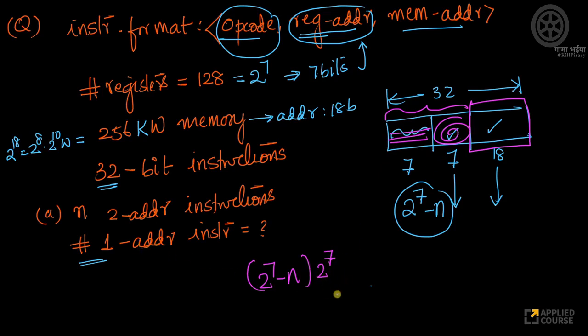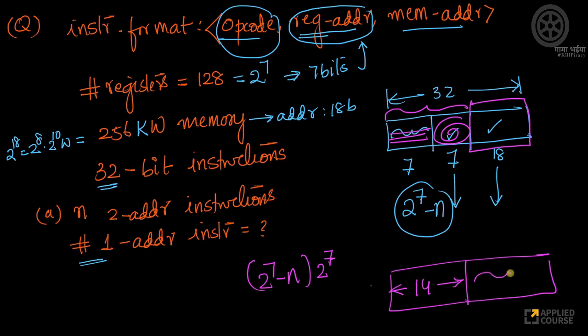So how many 1 address instructions can I have now? My 1 address instruction will look like this, right? It will have an opcode of 14 bits, and it will have 18 bits for memory, right? Of these 14, the structure that we have in 2 addresses, what is 2 power 7? 128, right? 2 power 7 is 128.